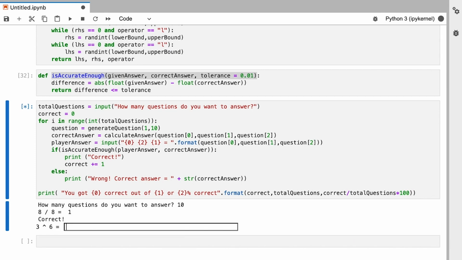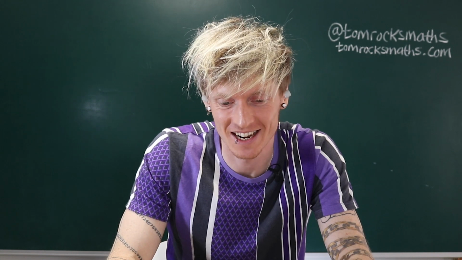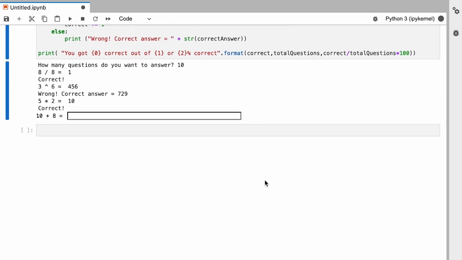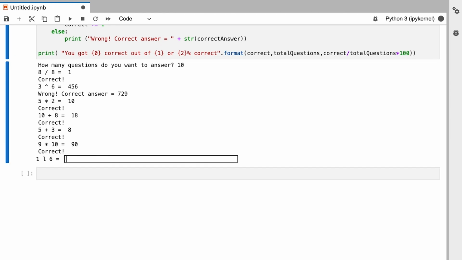3 to the power 6. Oh, 27 times some other big number. I don't know, 456. It's not that. 729, I should have known that. 5 times 2 is 10. 10 plus 8 is 18. 5 plus 3 is 8. 9 times 10 is 90.